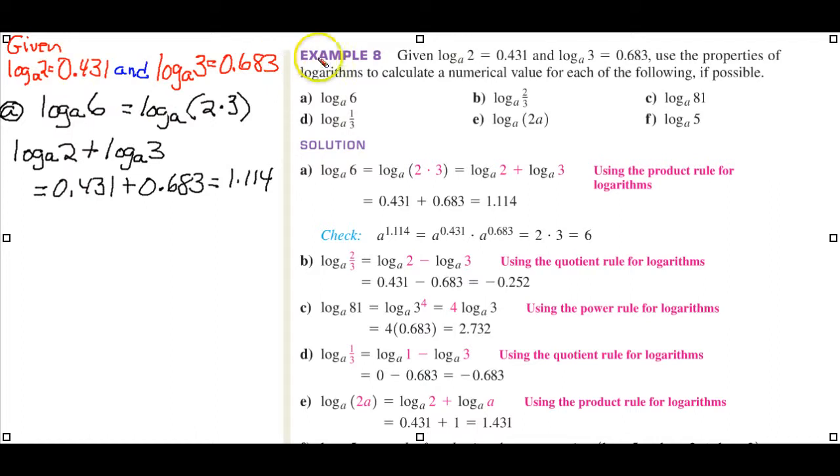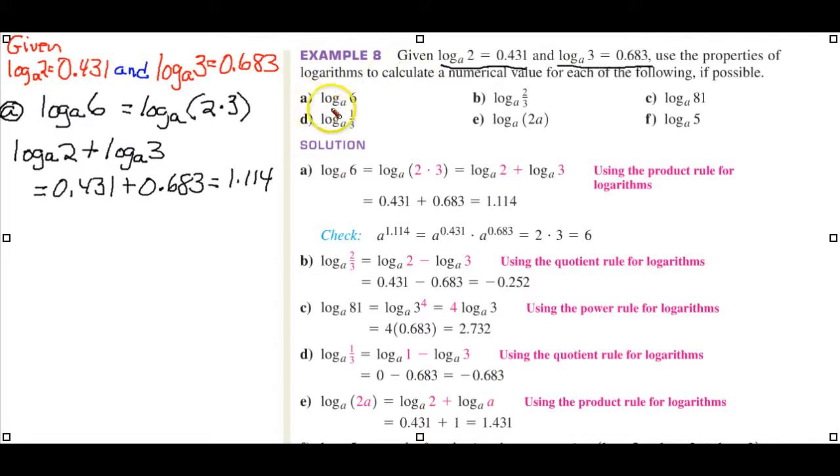So as we look at example 8, here they're giving us this, and they're giving us this. So log base A of 2 is this. This is the exponent. And log base A of 3 is this. This is the exponent. So they're asking us to calculate values for these.